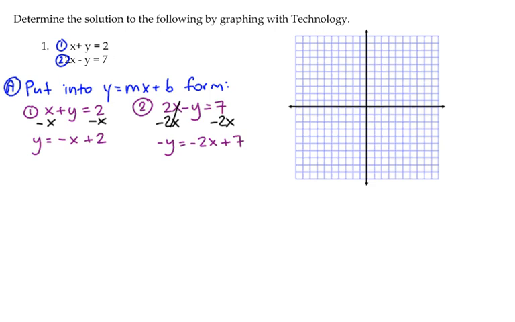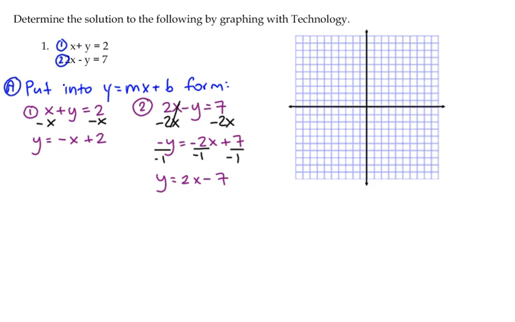Okay, are we done? No, we want positive y, not a negative y. So divide everything by negative 1. We have y equals, if I have two negatives being divided, what does it turn into? Positive 2x, and then a positive 7 divided by negative 1, minus 7.